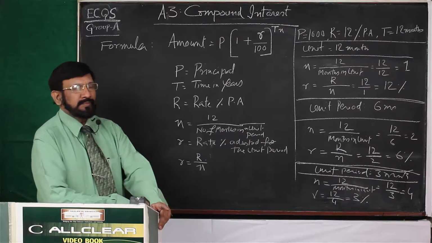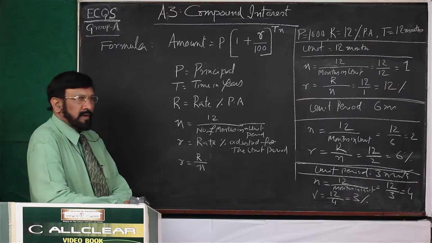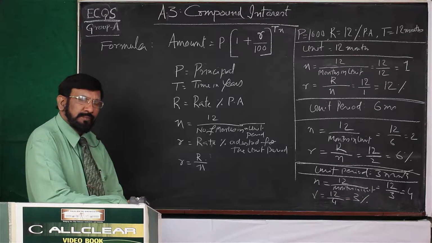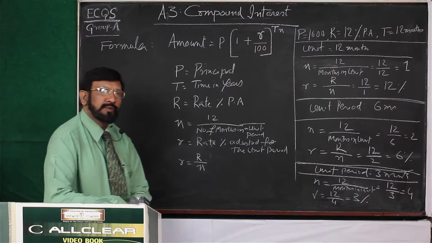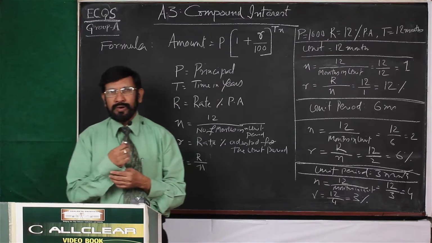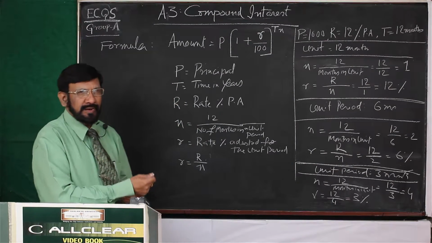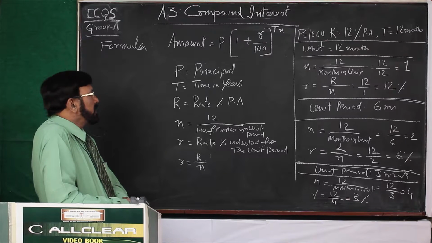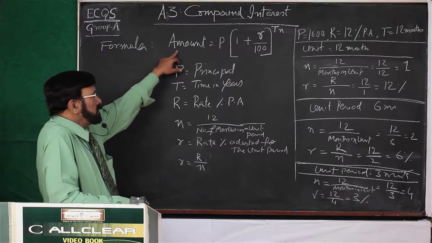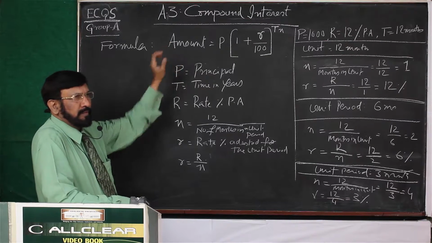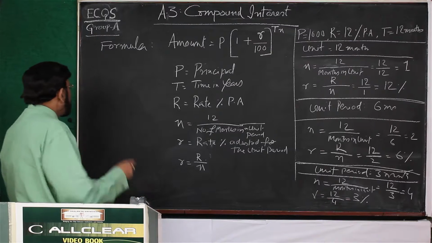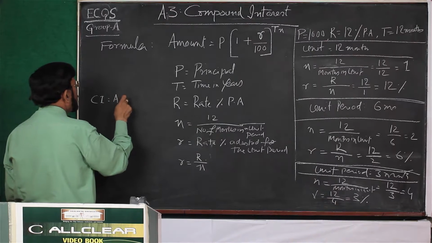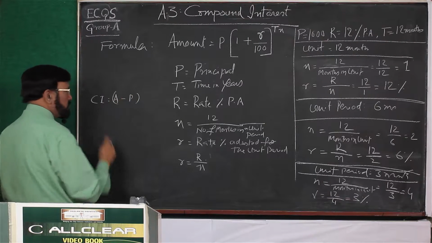Now I will explain the formula for compound interest. In simple interest calculation, the formula is simple interest equals PTR by 100, P into T into R by 100. Very simple formula, anybody can understand. But the compound interest formula is not so easy, and the basic formula is for the amount. If you want to calculate compound interest, then you have to do amount minus principal.